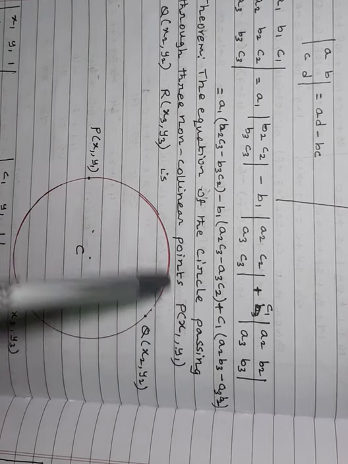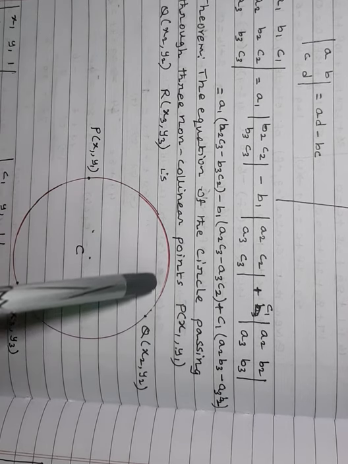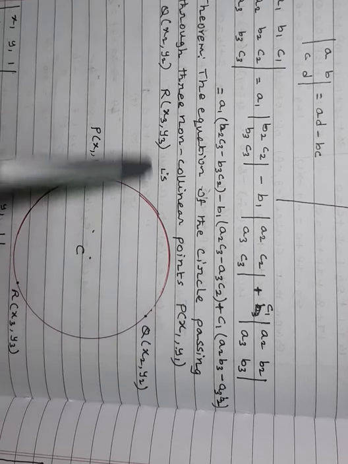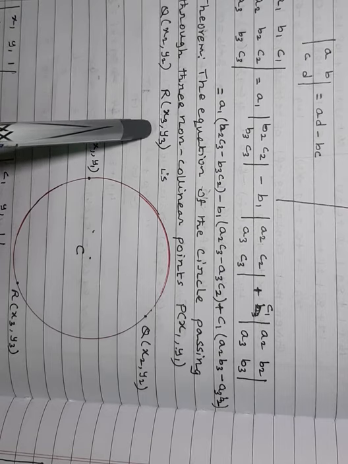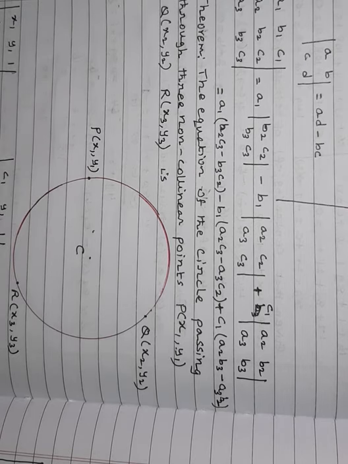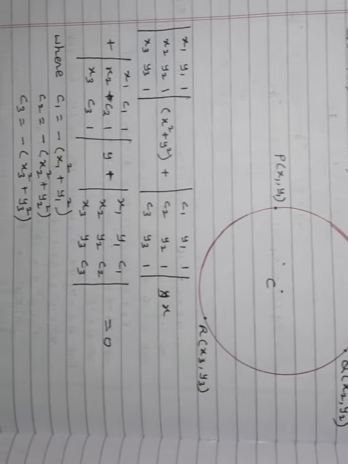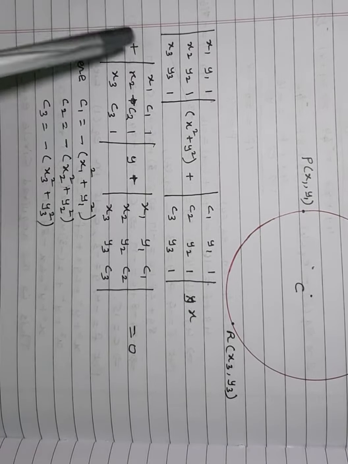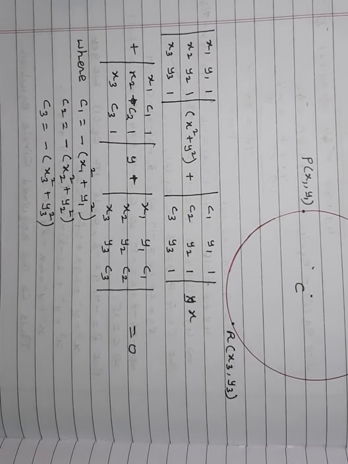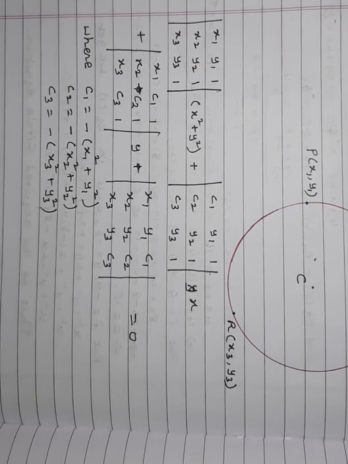Equation of the circle passing through 3 non-collinear points P(x1, y1), Q(x2, y2), R(x3, y3) is given by this formula. So now we solve the given problem.